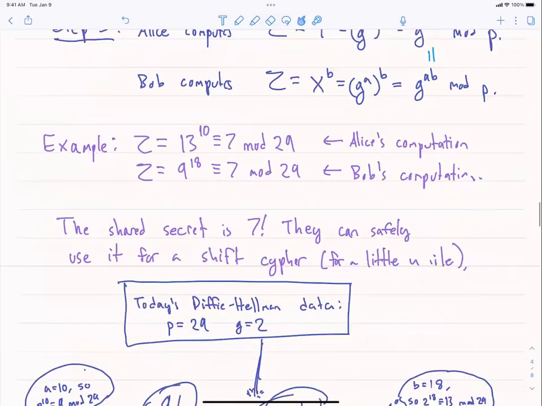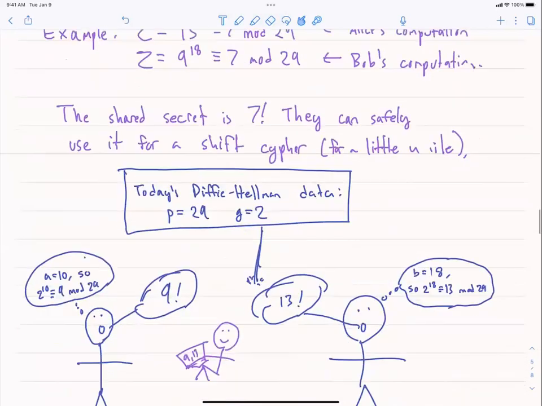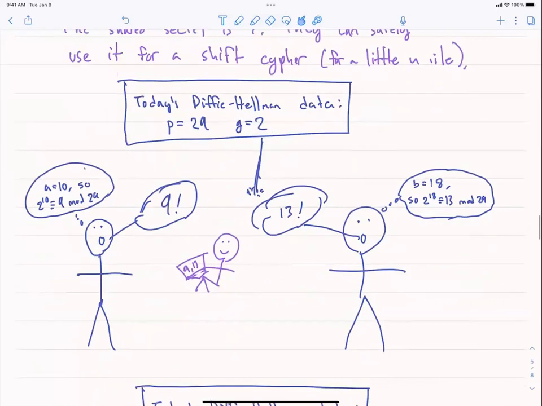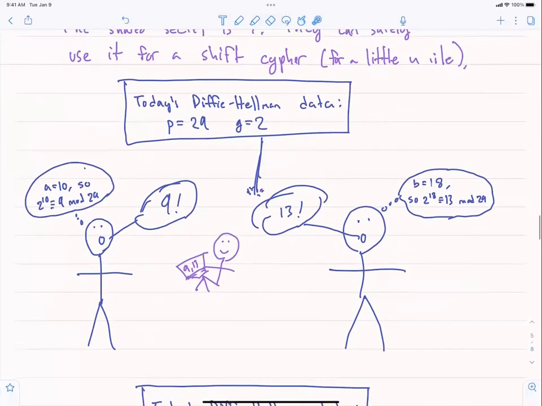Okay, so that's the idea of the Diffie-Hellman key exchange. Let me just go through that again with a little comic strip. So here's the setup. Here's Alice. Here's Bob. And here's a big signpost out in the hallway that says, today's Diffie-Hellman data, P is 29 and G is equal to 2. So everyone has access to this. Everyone can see this. Bob can see it, Alice can see it, and Eve can see it sitting out here.